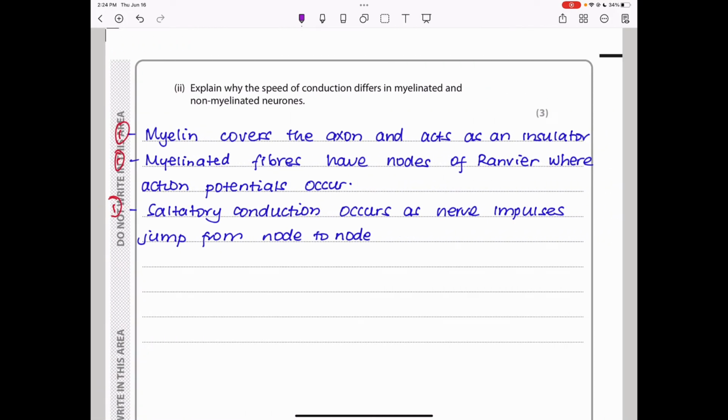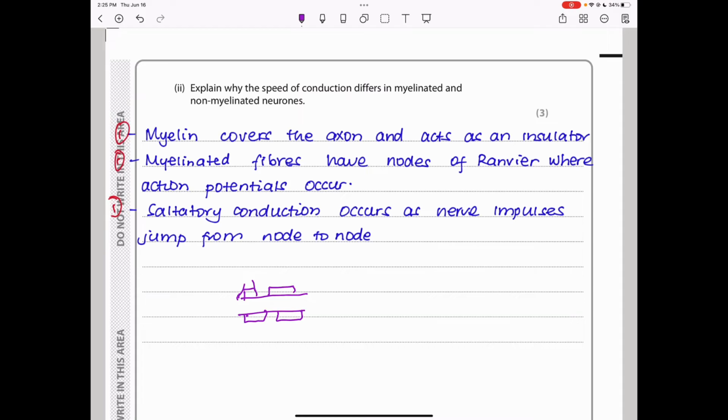Next part says, explain why the speed of conduction differs in myelinated and non-myelinated neurons. Now, you guys know the presence of myelin acts as an insulation. It insulates the neuron, basically preventing the loss of electric signal from the neuron to the neighborhood, and this insulation creates the saltatory conduction, which makes it faster. It's going to be fast because conduction will only occur at the nodes of Ranvier.